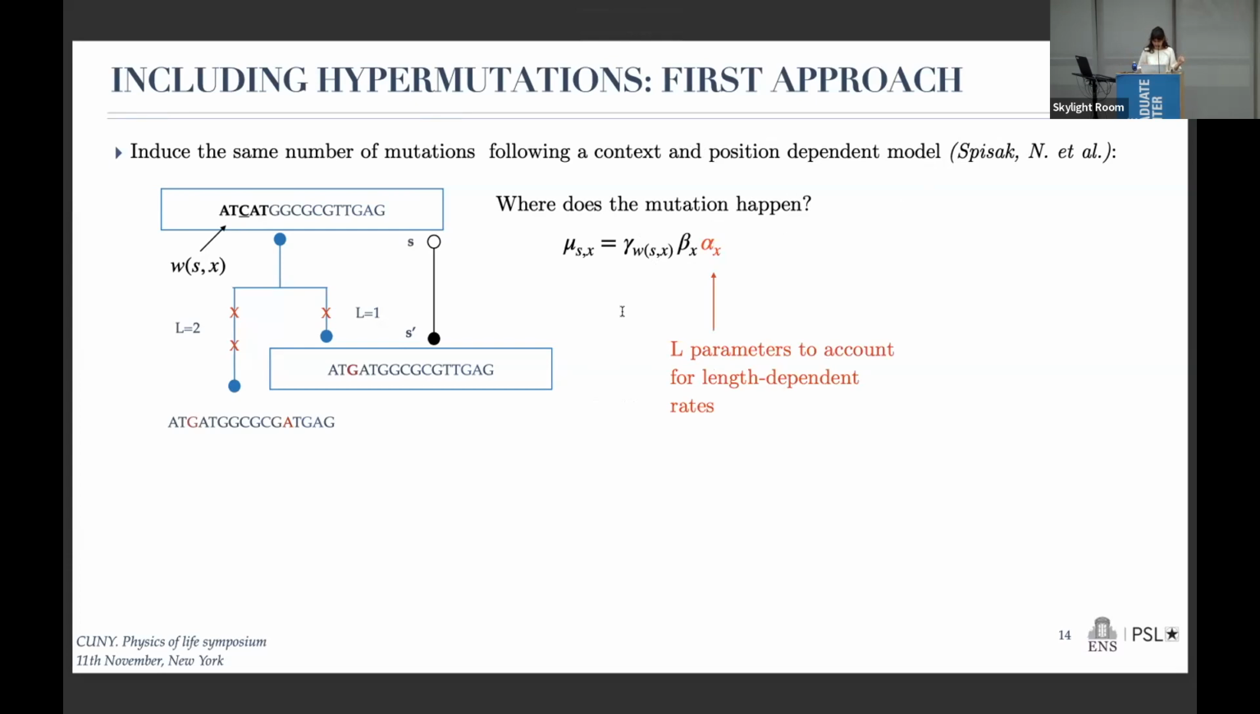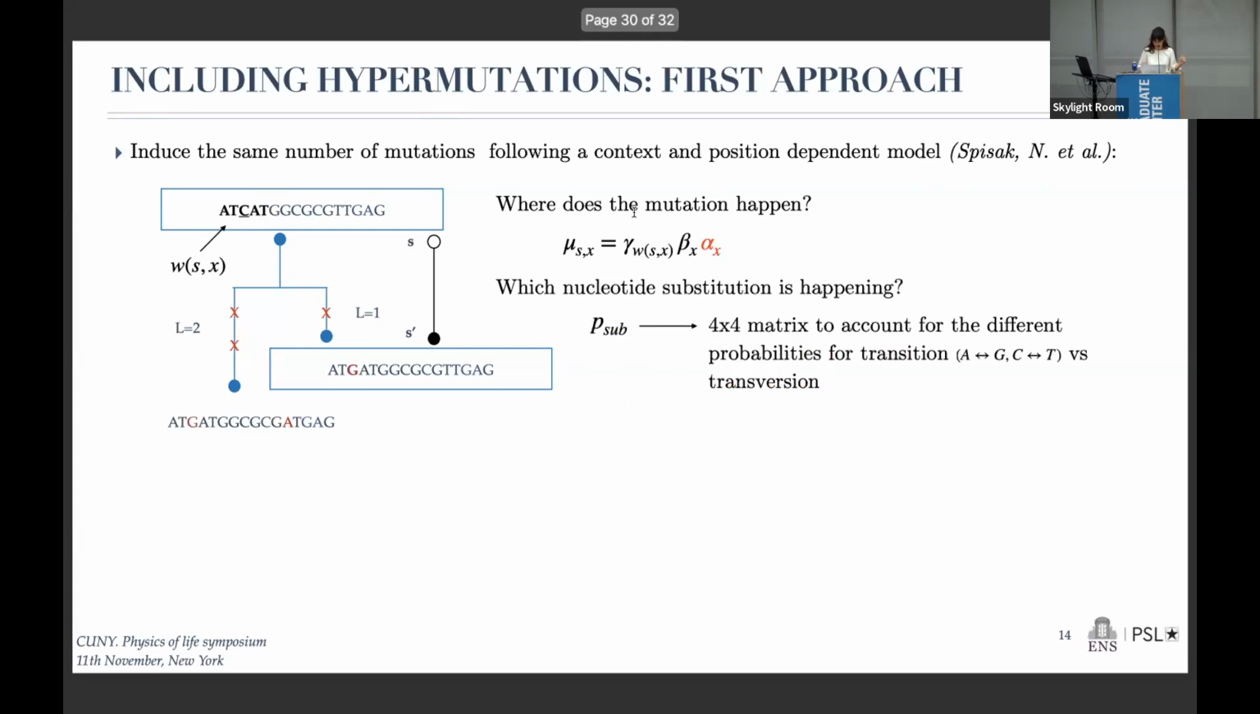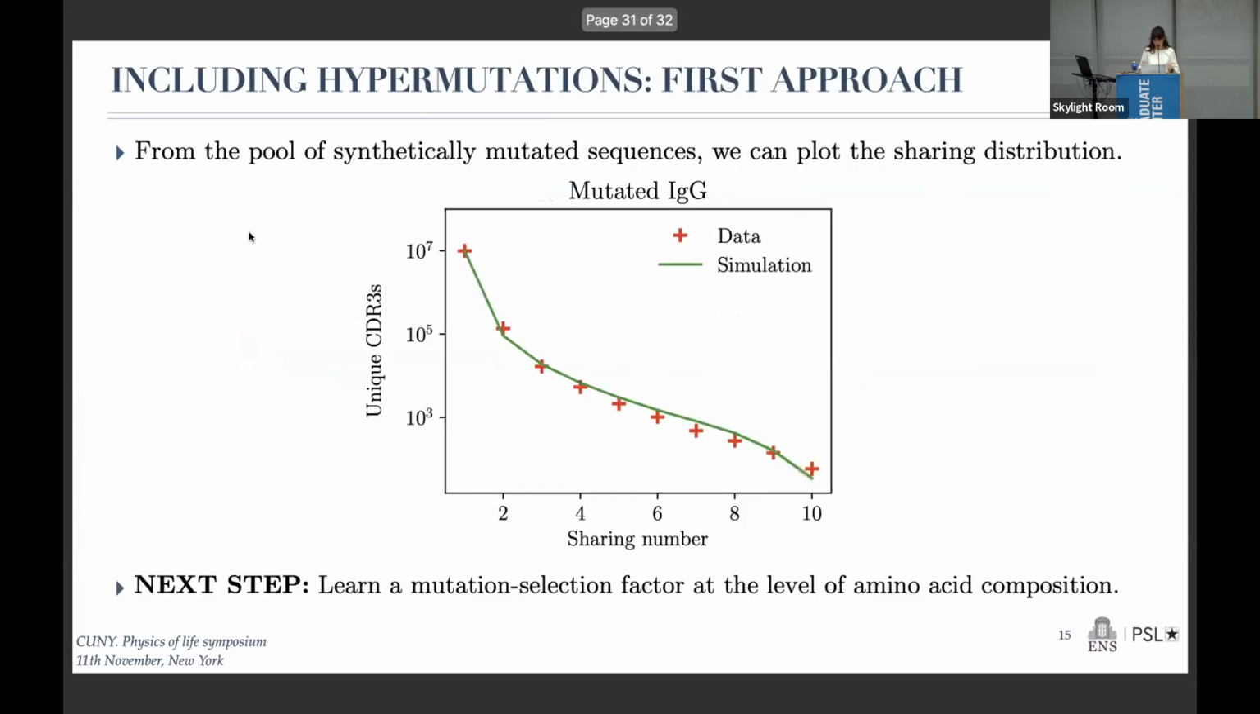So this is the first ratio, and then we need another ratio that, once we know where the mutation is happening, tells us which kind of transition at the nucleotide level is taking place. So I induce the mutations following this distribution and the trees, and I got these synthetically generated sequences, and I compare with the sharing distribution, and for the moment it seems to work pretty well.